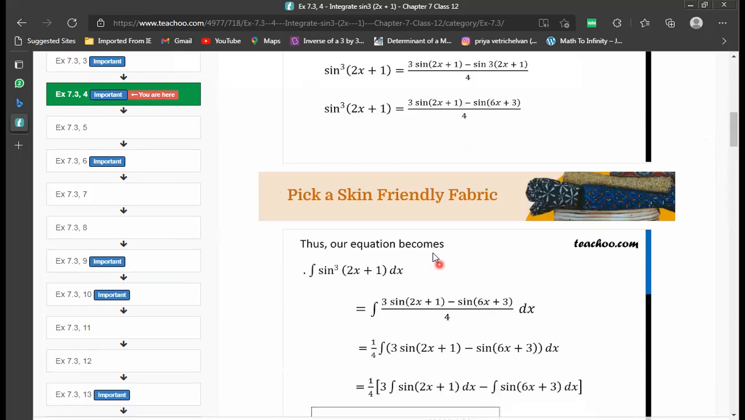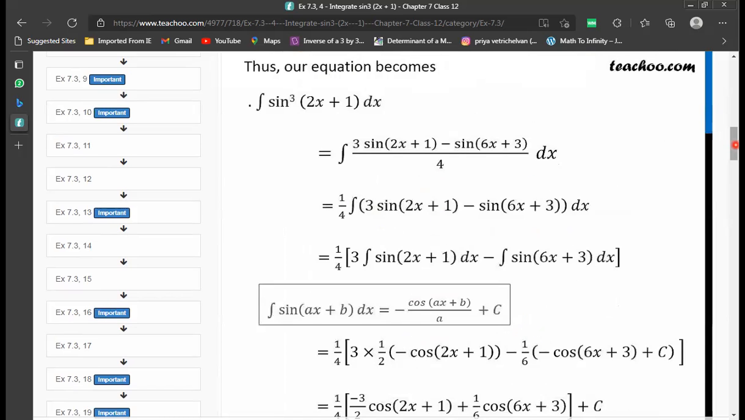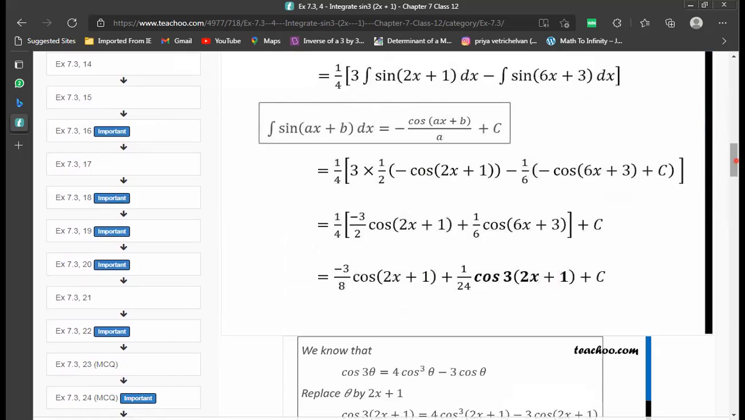So after changing it, you can distribute them. This 4 is common for both, or else you just take the 3 by 4 common outside. No, you can't take 3. You can take 1 by 4 common. So 1 by 4 times 3 times integral sin 2x plus 1 and integral sin 6x plus 3. When you integrate, integration of sin theta is negative cos theta, and you have to put the coefficient of x in your denominator. Similarly, integration of sin 6x plus 3 is negative cos 6x plus 3 upon 6. The coefficient 6 will come in the denominator.